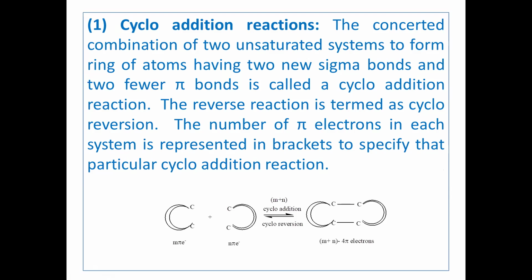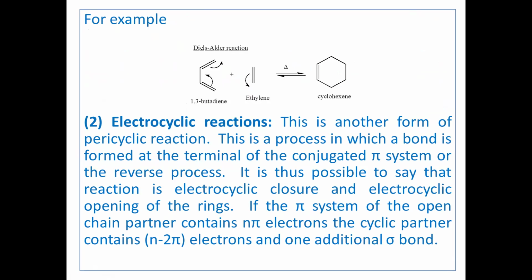The second one is an electrocyclic reaction. In an electrocyclic reaction, only one reactant is involved. In these reactions, a sigma bond is formed at the termini of a conjugated pi system, and a pi bond in the acyclic compound is converted into a sigma bond in the product.